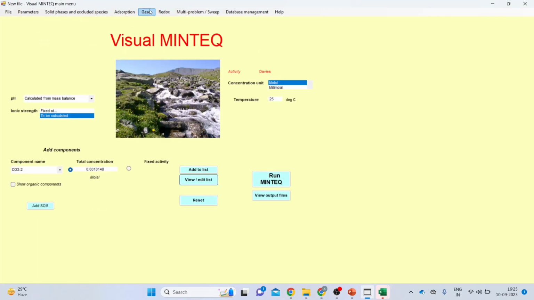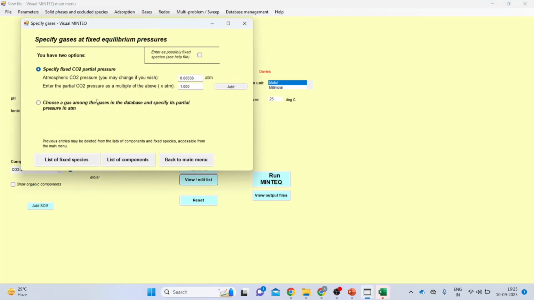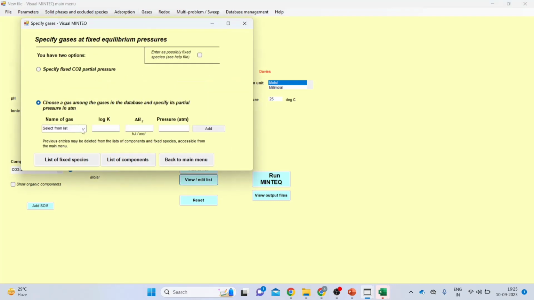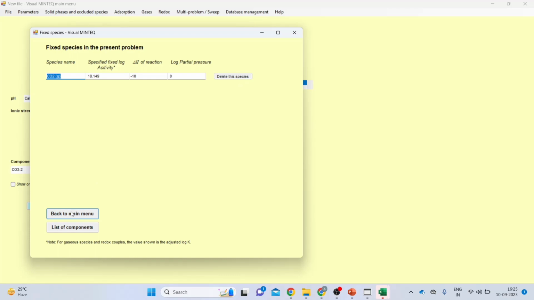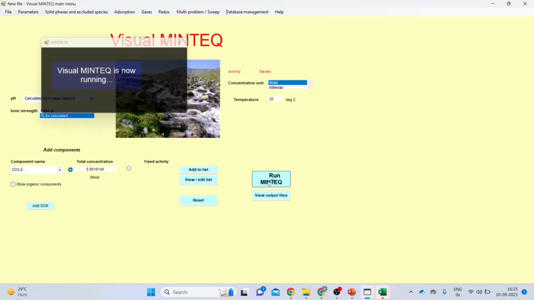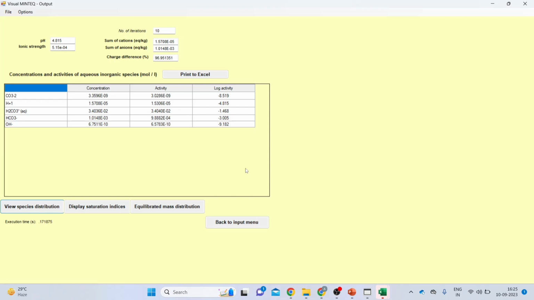Now we have to specify the gases. It was mentioned that the partial pressure is 1. So we will select from the name of the gas. It is CO2. Partial pressure is 1. We will add it to the system. Let's see the list of fixed species. Okay, CO2 is added. We will go back to the main menu and run the MINTEQ. So we can see that the pH has reduced to 4.815. Earlier it was 8, and by putting the system in equilibrium with CO2 with partial pressure of 1 atm, the pH has reduced to 4.815.